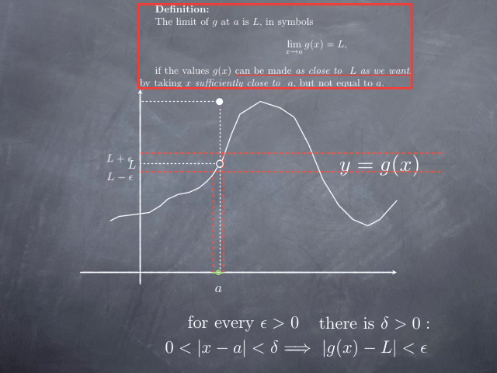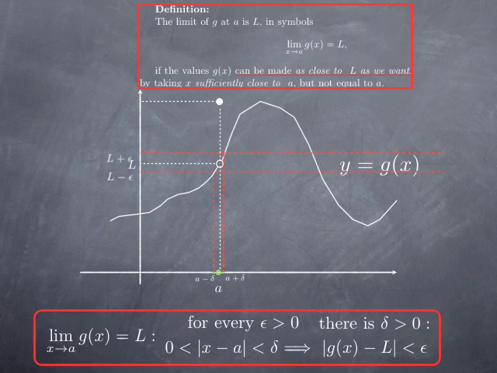And now if we change epsilon, if we take a smaller epsilon, then we should be able to do that again. Of course, to do that again we will have to change delta. In other words, delta depends on epsilon. And now this is our new formal definition of the limit. The limit of g of x when x is approaching A is L if for every epsilon there is delta, such that when the distance between x and A is non-zero but less than delta, then the distance between g of x and the limit L is less than epsilon.